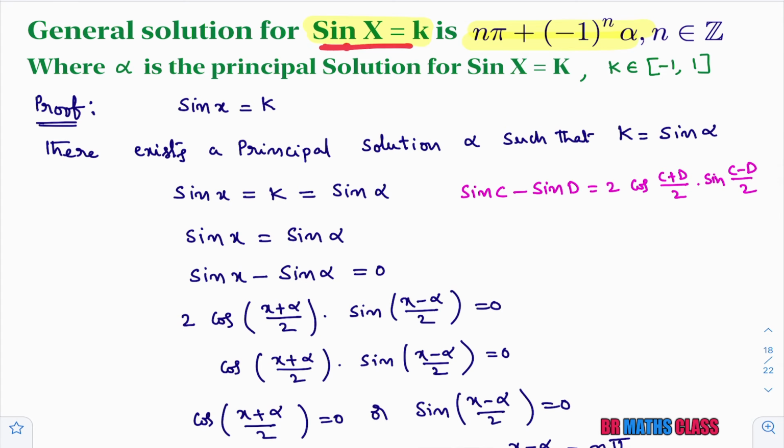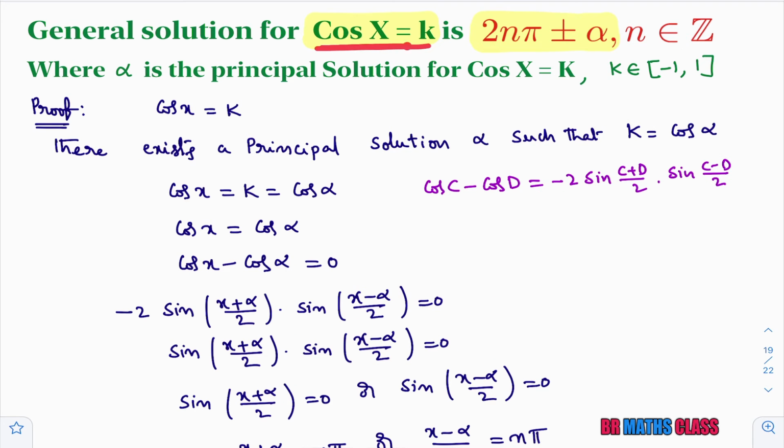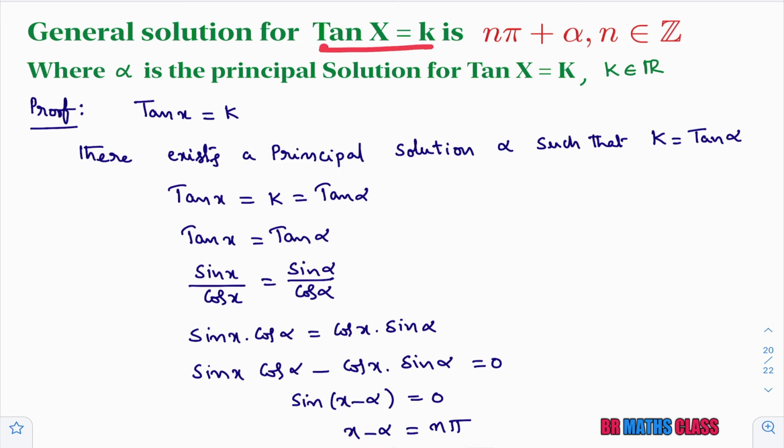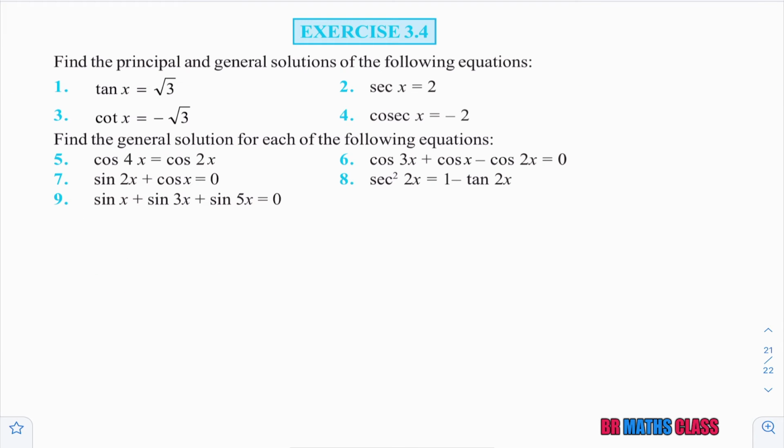Fourth result: the general solution for sin x equal to k is n pi plus or minus 1 whole power n into alpha. Sixth result: the general solution for cos x equal to k is 2n pi plus or minus alpha. Last result: the general solution for tan x equal to k is n pi plus alpha. In the last class, we discussed all these formulas. You need to memorize all of them to be able to do these problems very easily.